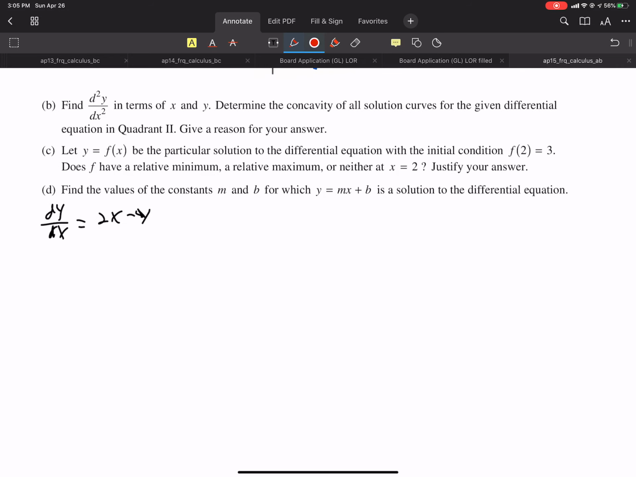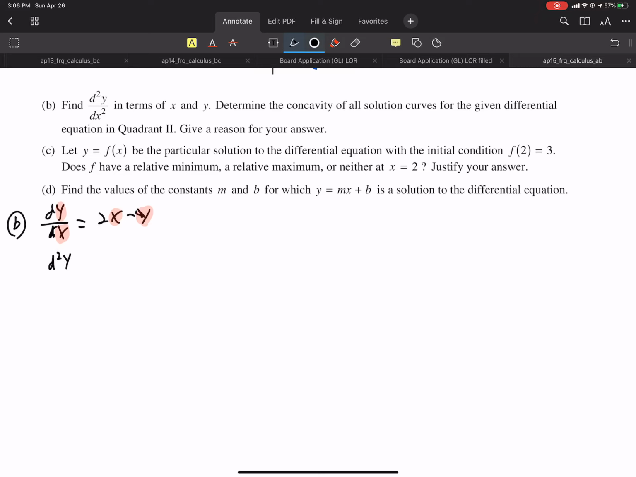Part B. They want the second derivative. So we have the first derivative. I already wrote it here for you. Now, here is the thing you have to be careful. X is your variable. Y is a function. So when you take the derivative of that, that's x, you take the derivative like normal because that's an x. But when you take the derivative of that, that is a function, so you have to treat it as a function. So let's take the derivative.